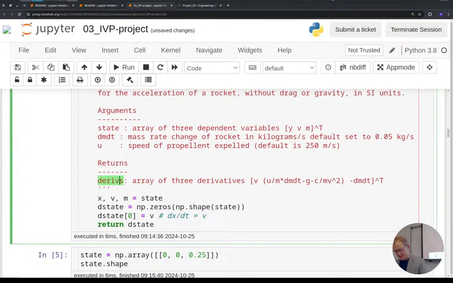Yeah, that's true. I say that it's derivs, but really in here it should be dstate, right? Because it's not returning that. It's a dummy variable anyway. It doesn't actually get used, but better to be consistent.